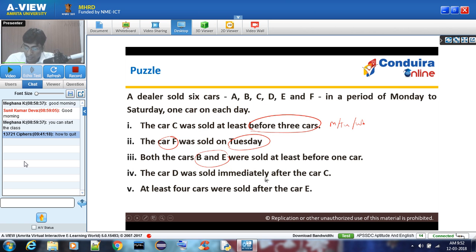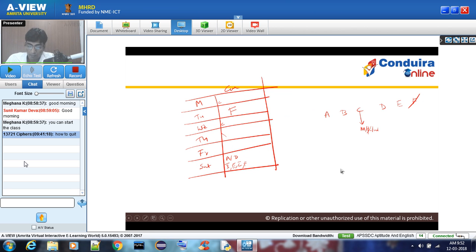D was sold immediately after car C. Now that's brilliant. So C is happening in the first part. Immediately after C, D is sold, which means D can't hold till Saturday. So Saturday has to be A.